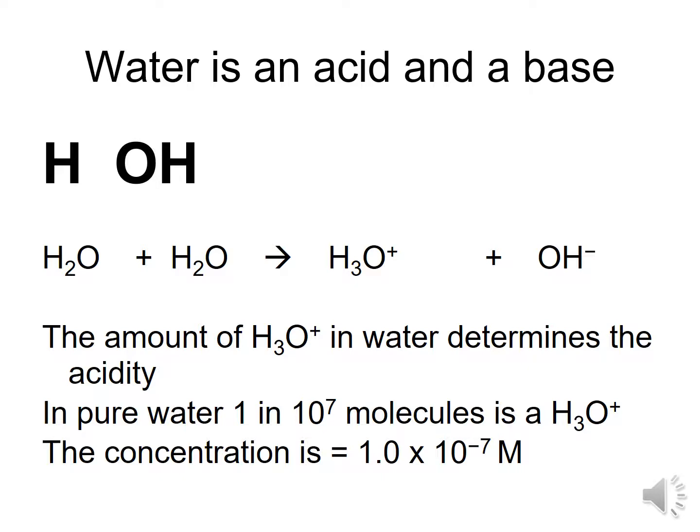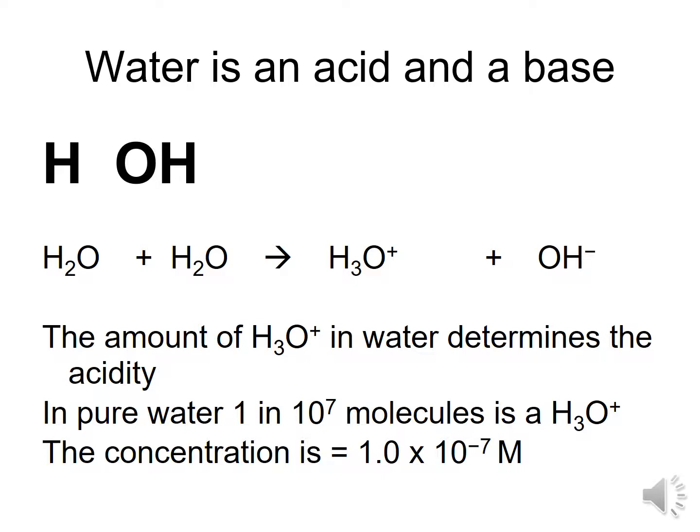Okay, if we think of water's formula, HOH, the H is H plus and the OH is OH minus, and so water actually has both acid and base properties. In fact, water can self-ionize to make H3O plus and OH minus. The amount of H3O plus, or you could also call it H plus, in water determines the acidity of water. In an acid, you're going to have more H plus and less OH minus. In a base, you're going to have more OH minus and less H plus.